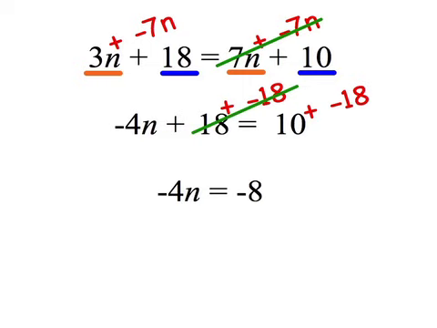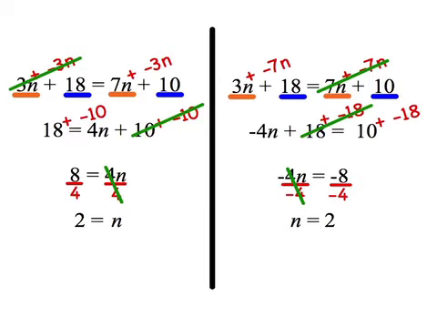Now we have negative 4n is equal to negative 8. We divide both sides by negative 4, but our solution is still the same as it was the first time. n is equal to 2. Let's put both of those problems side by side so that we can see how they look a little bit different, but the final answer is n is equal to 2.